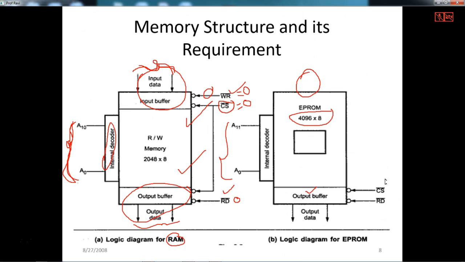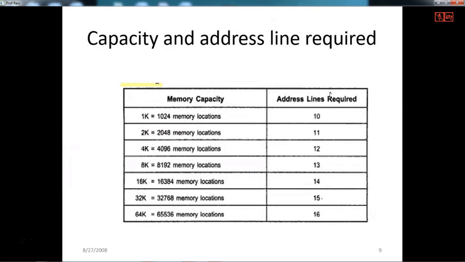When chip select is 0, that particular ROM, PROM is selected. And when you want to read a byte from this, you will give 0 on this read bar pin, so that the content of the E square PROM will come out. So this is the memory structure of RAM and EPROM. Now we need to interface these things to 8086.